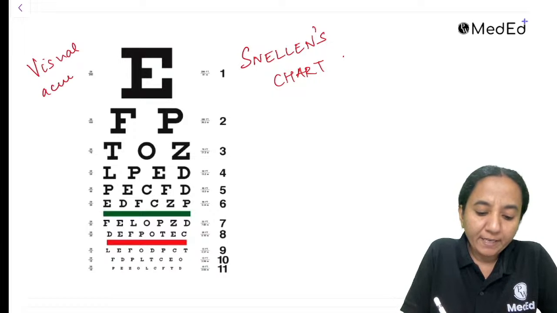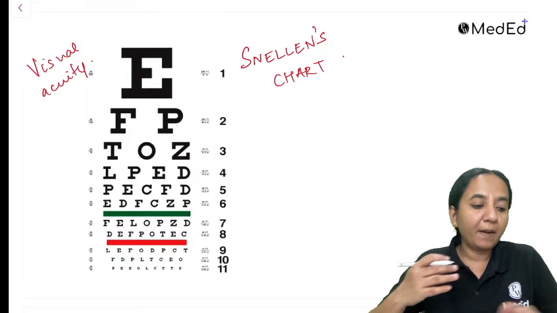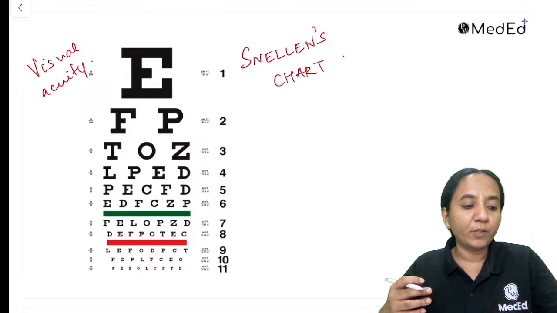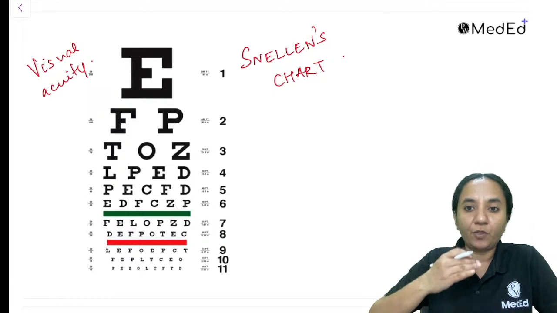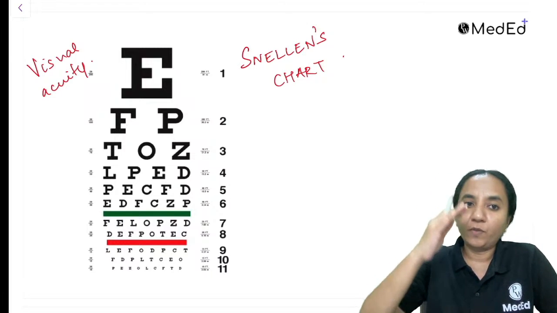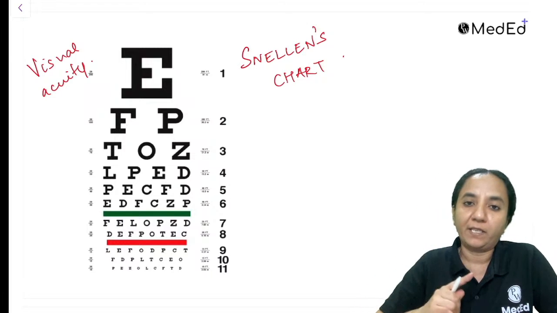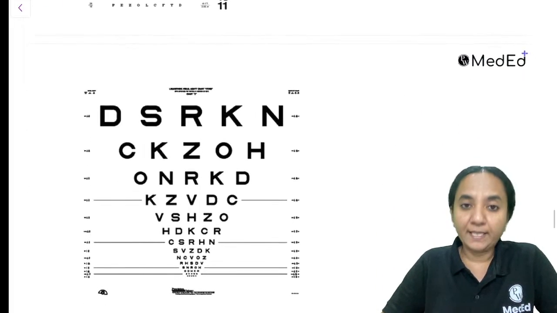So how do you identify it? See, the size of the letters becomes smaller and the number of letters increases as you go down. So the top line has one letter, then two letters, then three letters, then so on. Okay. So this is your Snellen's chart. So size of the letters becomes smaller, number of letters in each line increases.